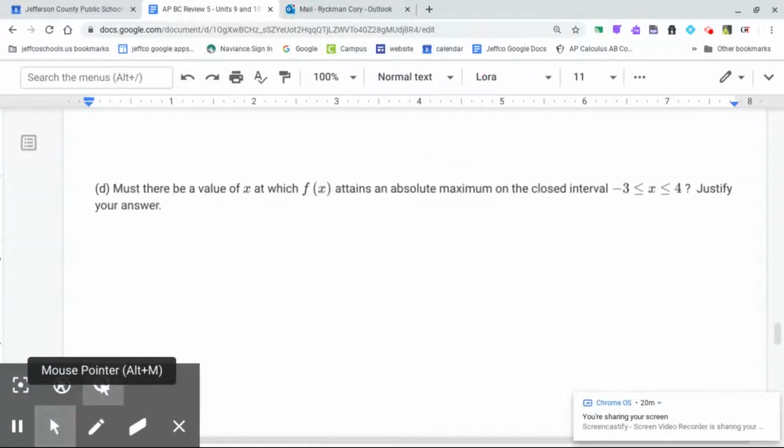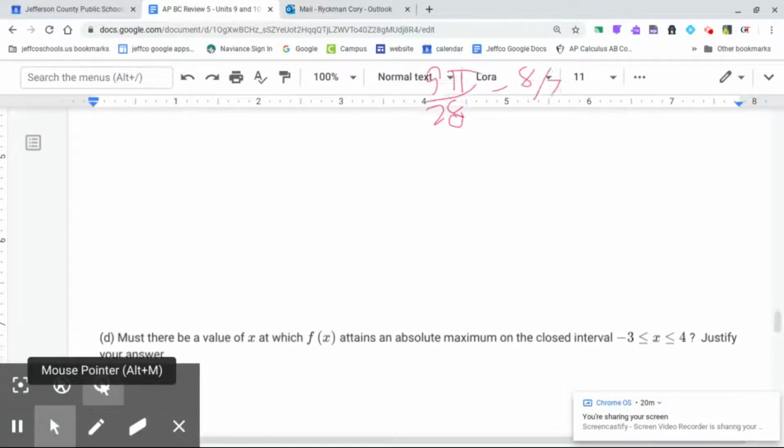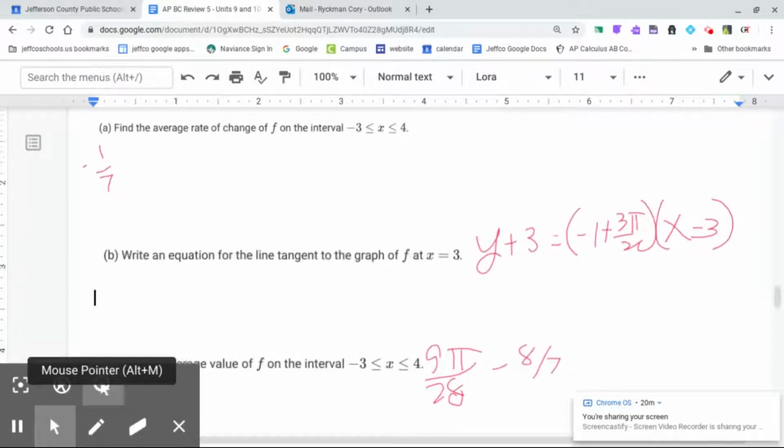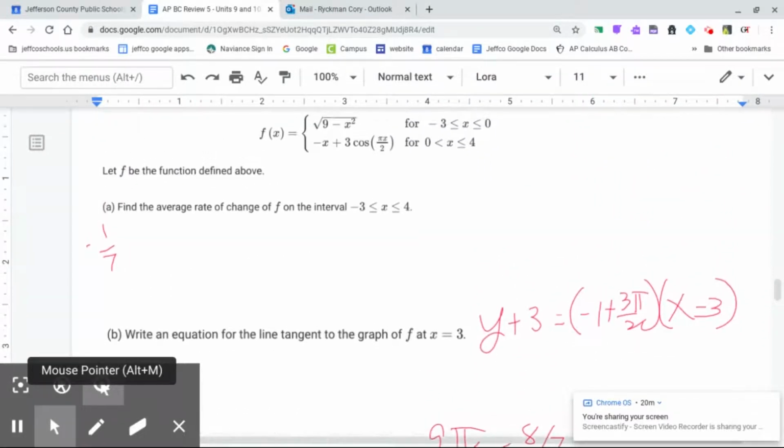And the last, I used the extreme value theorem to prove, yes, it must have an absolute max because it satisfies the conditions of the extreme value theorem, which is continuity on a closed interval. All right, so whatever you need to make corrections on, let's do it. Let's also focus on good calculus because we have a piecewise here.